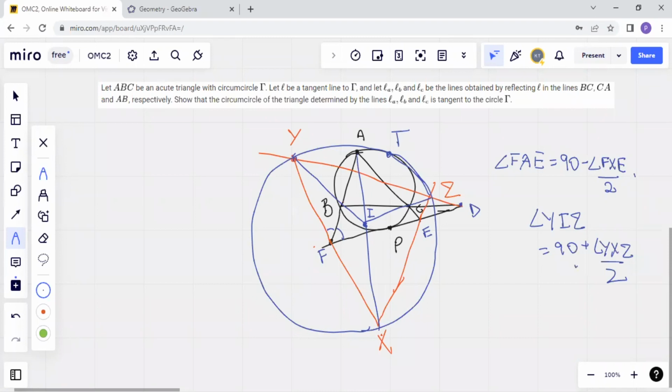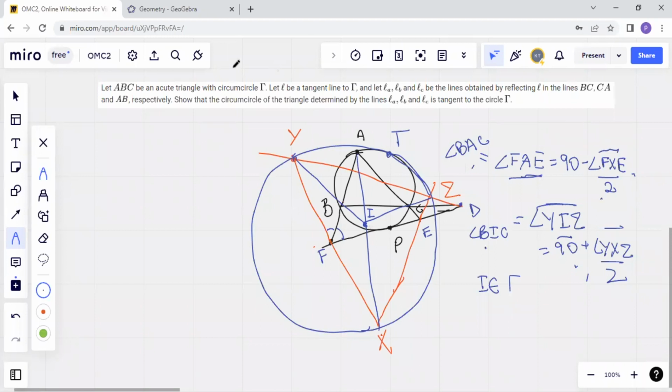Adding these two angles, because FXE is YXZ, you have that FAE plus YIZ is equal to 180. But note that angle FAE is equal to angle BAC, and angle YIZ is equal to angle BIC. So you just add these two angles and they sum to 180. So BAC plus BIC is equal to 180, so I lies on the circumcircle of ABC.